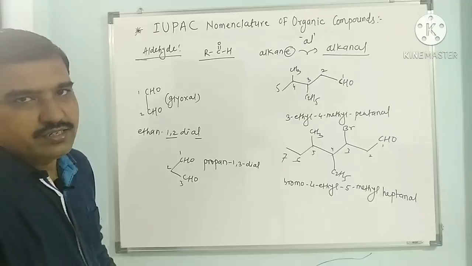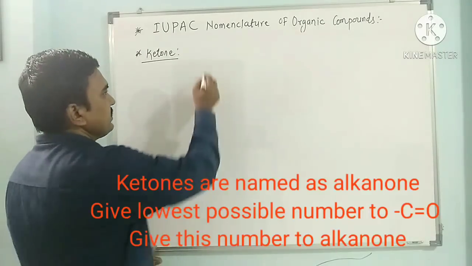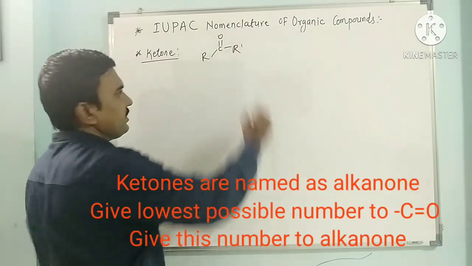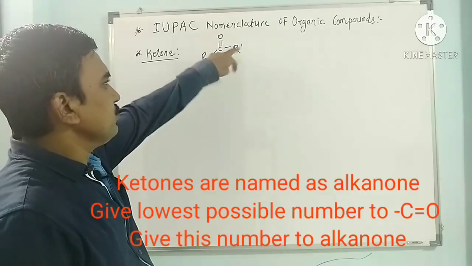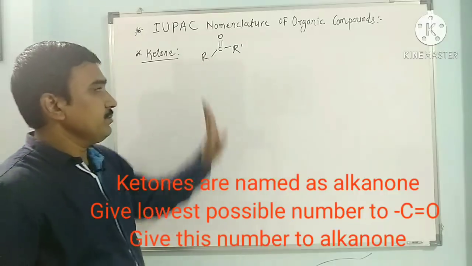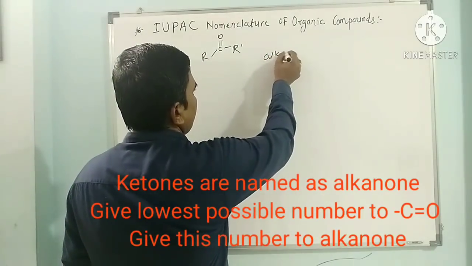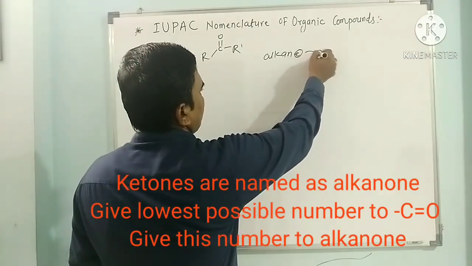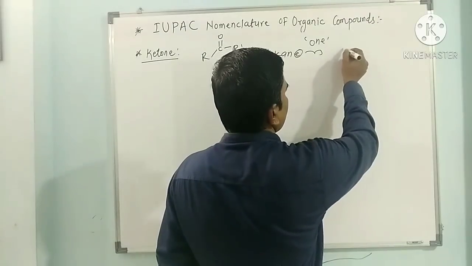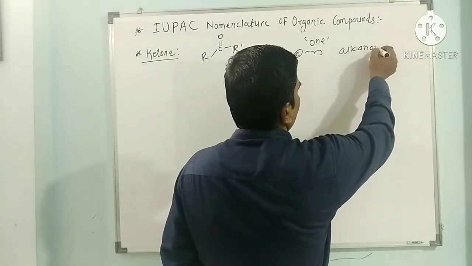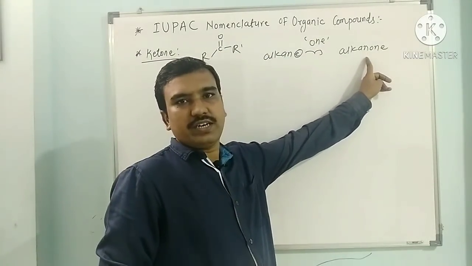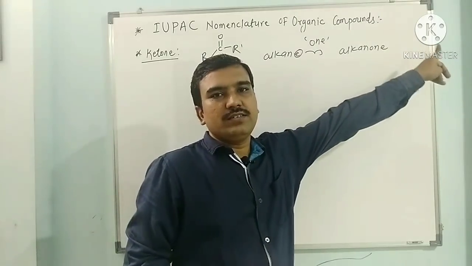Next we have to see ketones. A ketone has the general formula R, C double bond O, R dash. So this is R, C, O, R dash. This is the next carbonyl compound. These are named as alkane, where the last E is replaced using ONE. So these are called alkanone, or alkane, then we have to mention the position of the carbon having the carbonyl, alkane-dash-one.